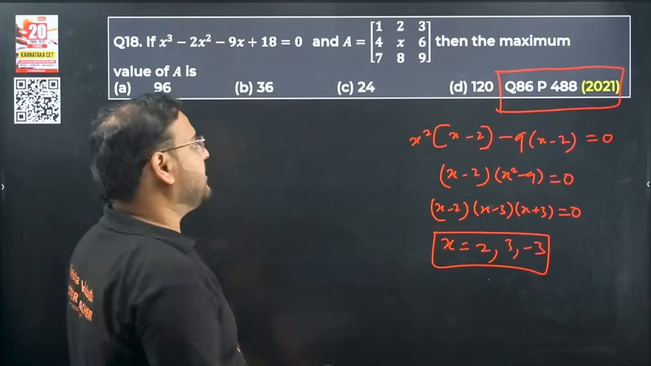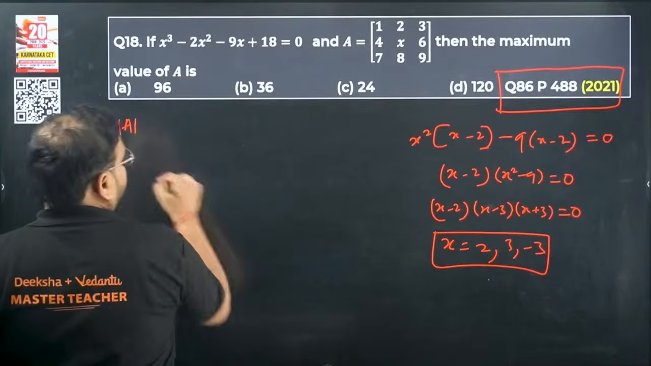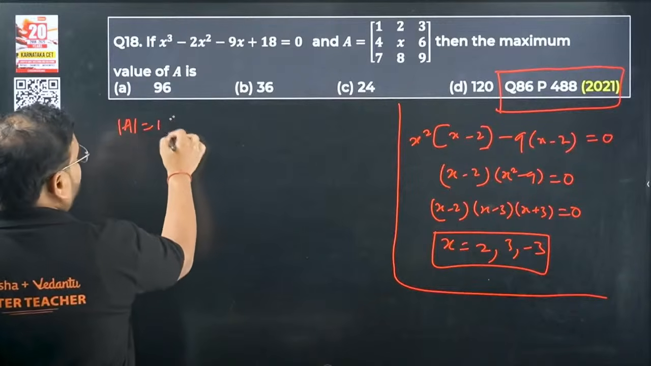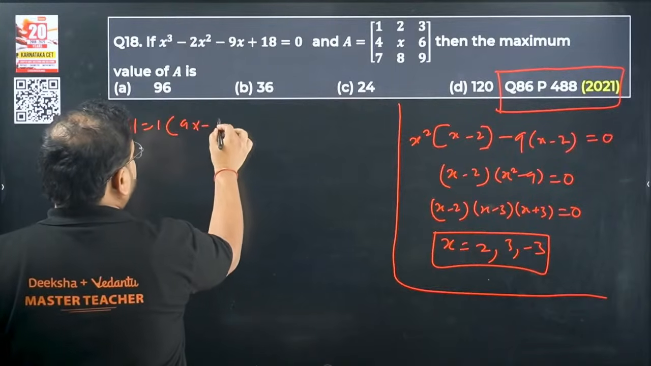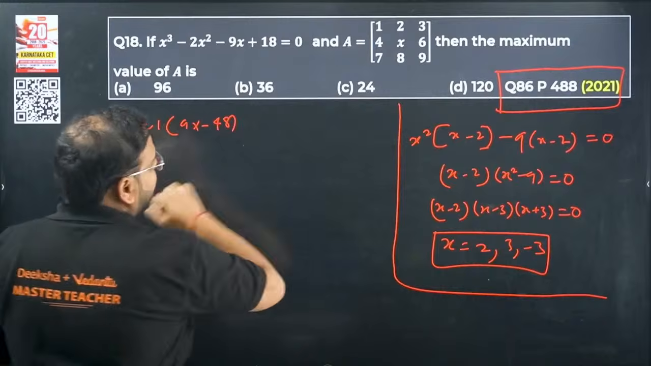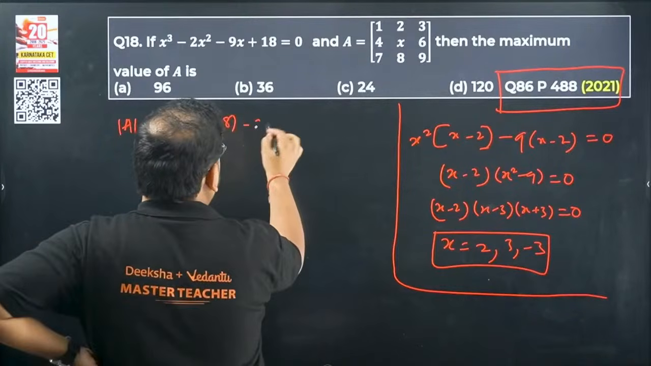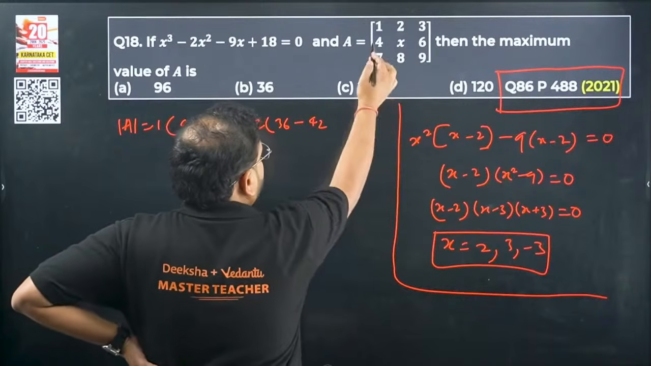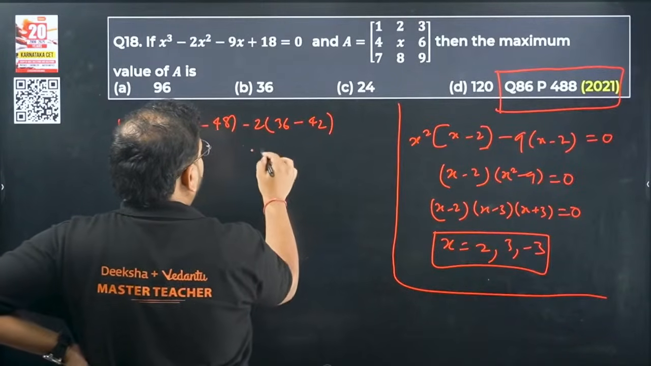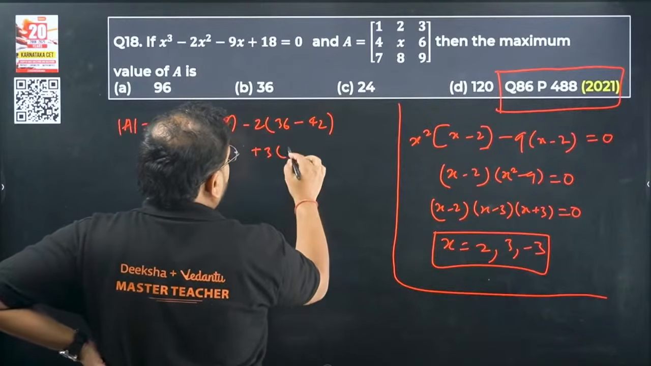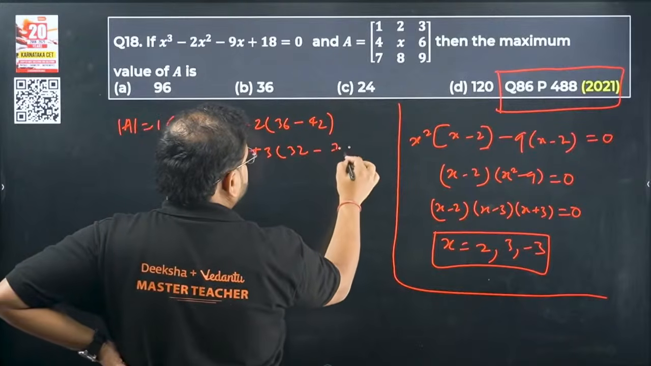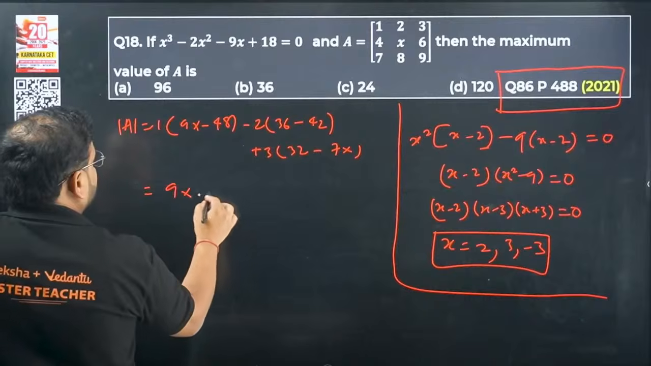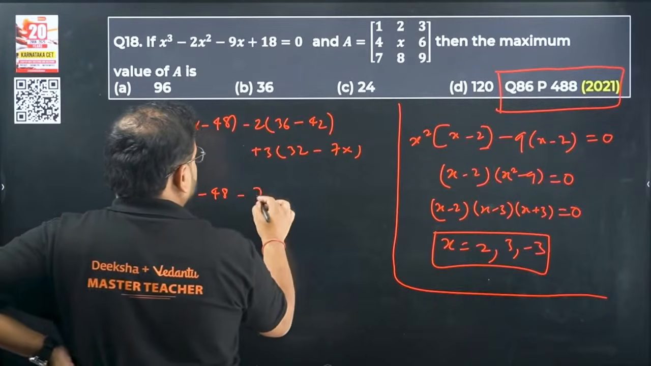What is the next step? Find the determinant. Determinant of A. Across 1, 9x minus 48, minus 2 times (36 minus 42). With 3, we get 32 minus 7x. Simplify this. So 9x minus 48 minus 72.